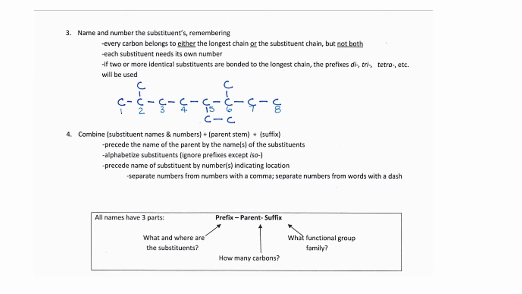Okay, after we number our carbon chain, then what we're going to do is identify our substituents and the carbon that they are attached to. Each carbon is either a part of the parent chain or it's a part of the substituent. It's not part of both. So in our example, this carbon, that's one carbon, that's a methyl, and it's at carbon 2.